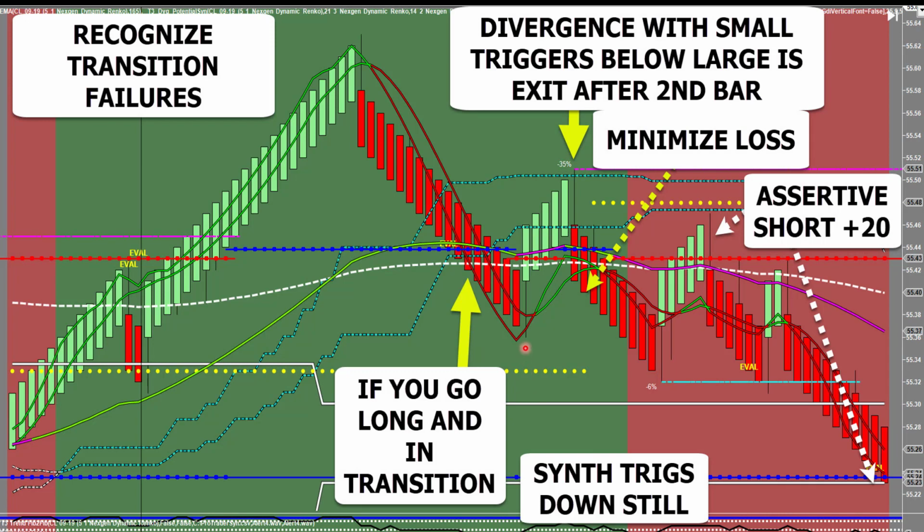We're going to move our stop below the pivot, and then we're going to recognize that because our small triggers are now below the large, if we get divergence, meaning second bar down, we're going to get out of the position. Because usually when we're in a transition, if we get divergence, it's going to fail. And a lot of our more experienced traders will turn a divergence failure of a transition into a short trade and make an extra 20 ticks. So again, worst case, you're out of your long. Best case, you're able to read that properly and take advantage and go short.